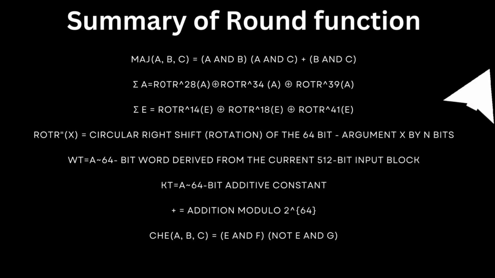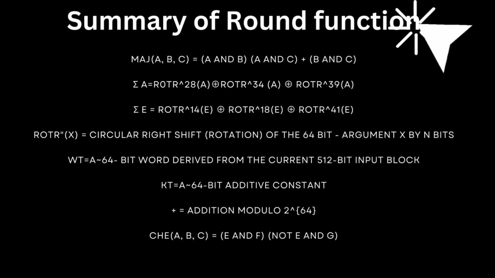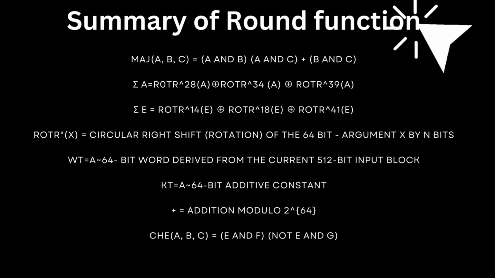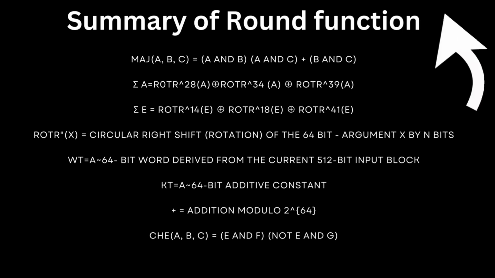Next is the finalization. After completing all 80 rounds, the output of the last round is added to the intermediate hash value to produce the final hash output. This addition is performed separately for each word in the buffer, ensuring that each part of the hash output depends on all parts of the input data.